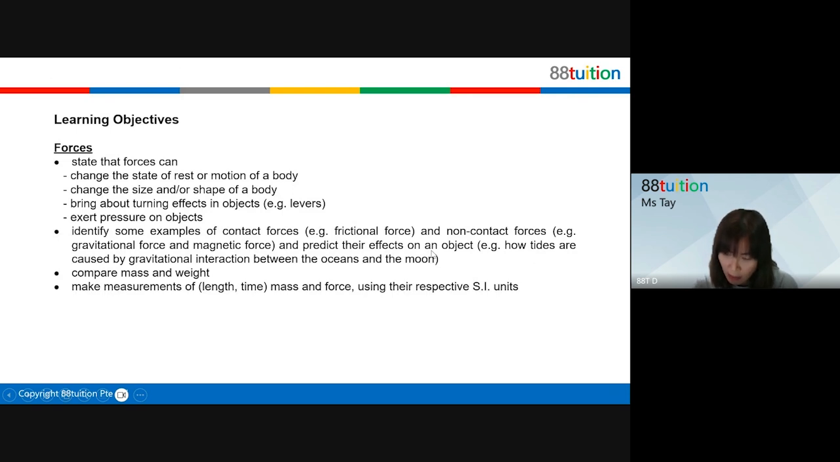So, learning objective, you need to state that forces can change the state of rest or motion of a body. So, in primary school, you say you can make a stationary object start moving, cause a moving object to stop moving, change direction, change speed. So all these you are aware already. Forces can also change the size and shape of an object, or a body. Then it can bring about turning effects in objects.